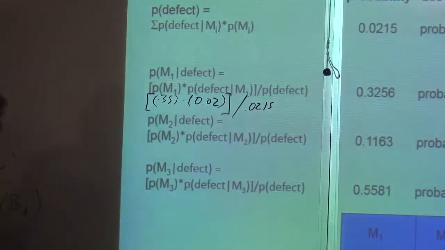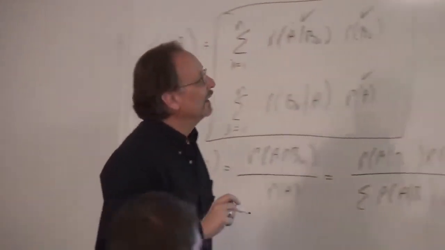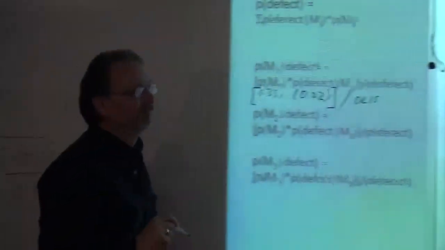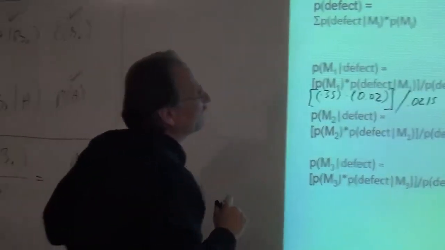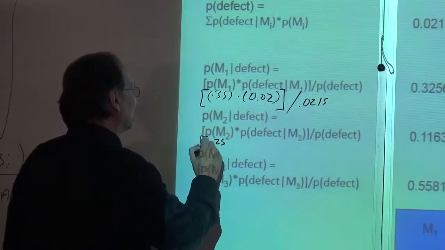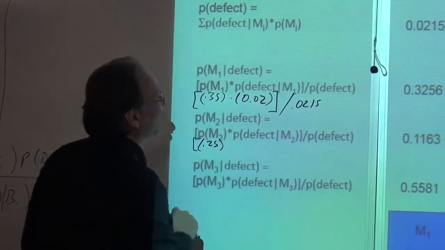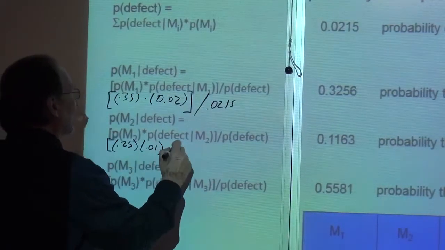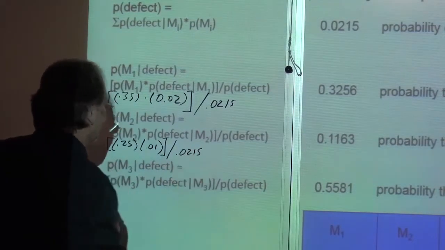I get that 0 in there, it's important. And that gives us the probability that if we have a defect, it's coming from machine 1. And if we have a defect, the probability that it's coming from machine 2 is the probability of machine 2, which is 0.25, times the probability that it's a defect given that it's machine 2, which is 0.01, over the overall probability that it's a defect, which once again is 0.0215.